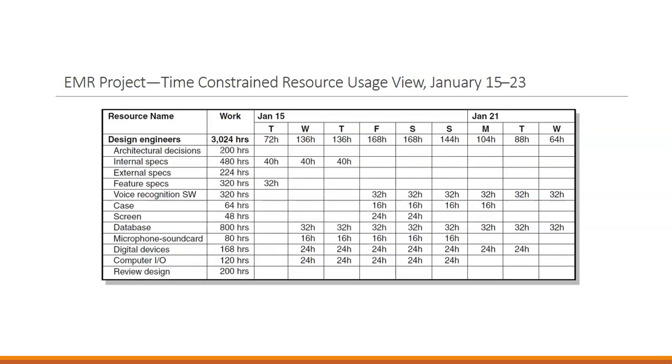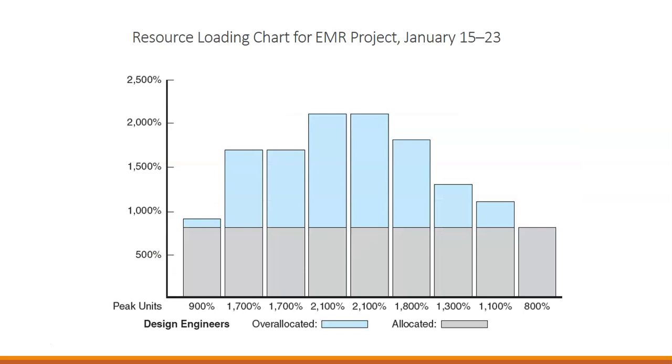We then put in the requirements for our design engineers. How many hours do we have design engineers available? How many hours does each project need them? And at what time do those activities come into place? We run into our resource loading, and what we find is that we're over allocated for design engineers over the project.